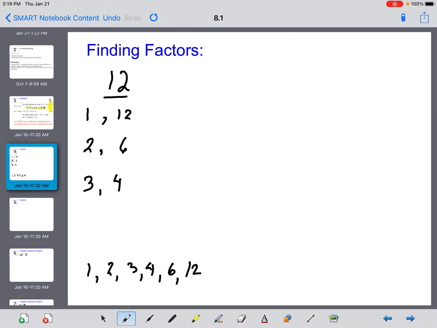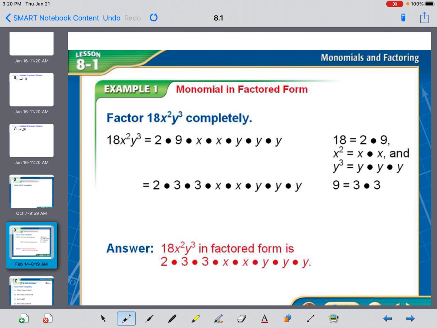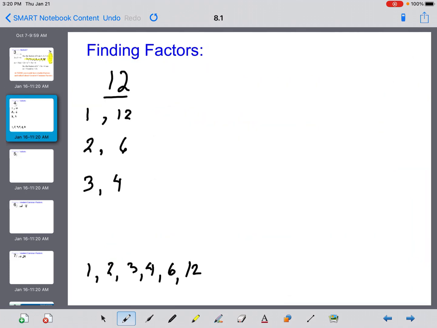Those are not all prime numbers. Well, some of them are, but they're not all prime numbers, but those are all of the factors of 12. Now, if we wanted to talk about breaking 12 down into prime numbers, like we saw here when they took the 18 and broke it down into those three numbers, then it's a little different.